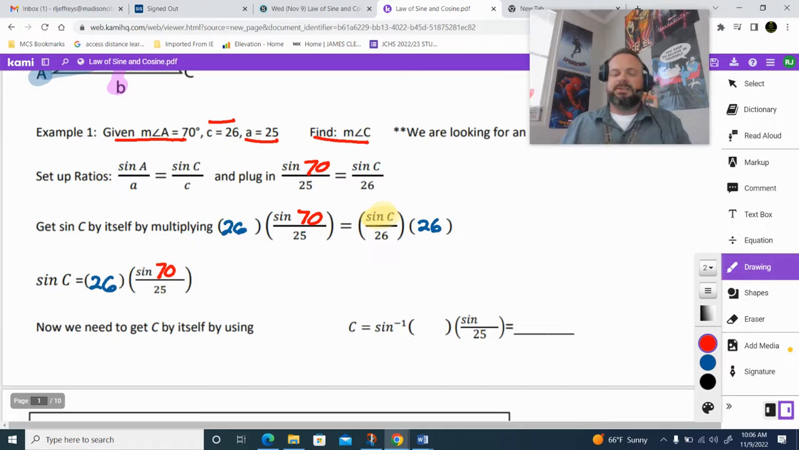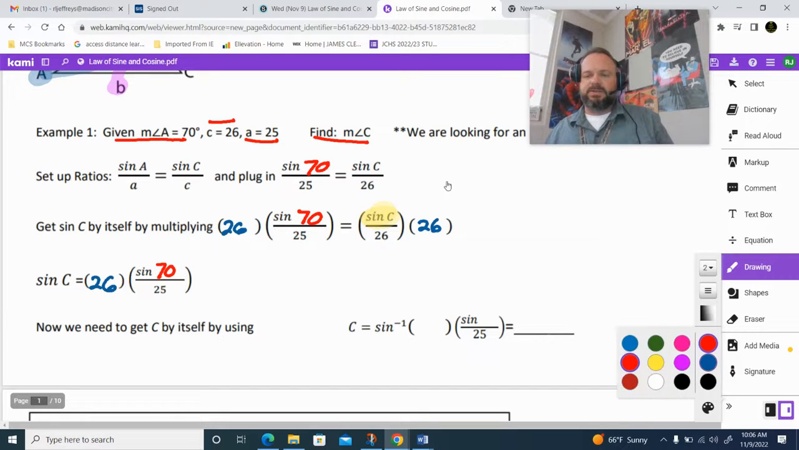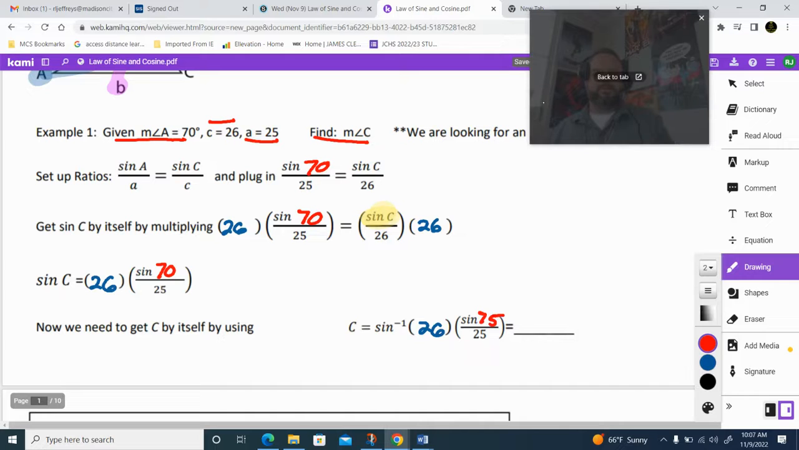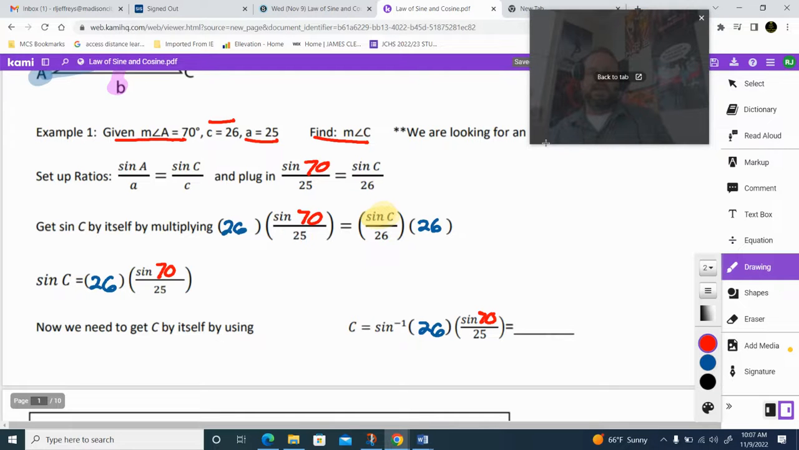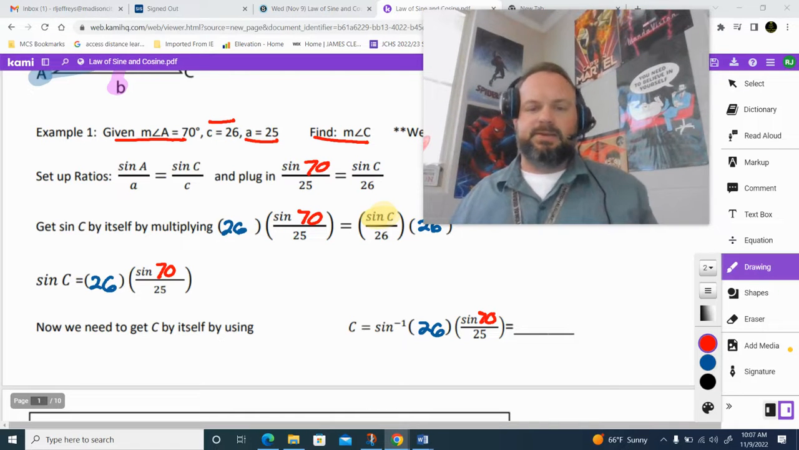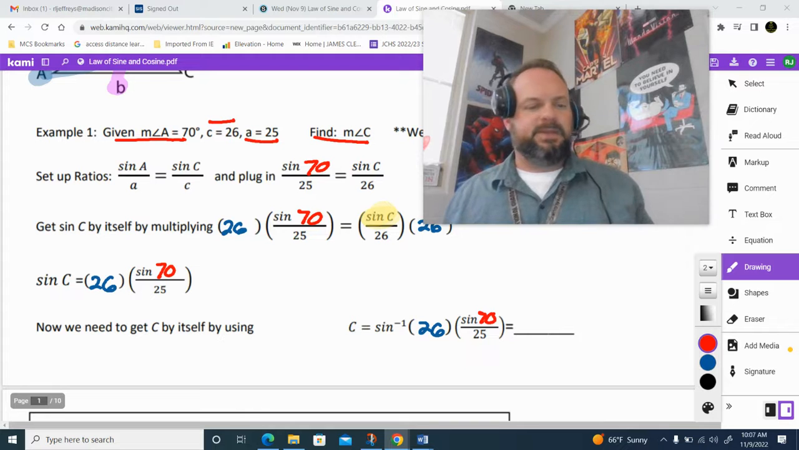You actually have to do something called the sine inverse. So this is what I'm going to do. I'm going to set this up like we need it right here, and then I'm going to make myself bigger. And I'm going to show y'all how to put this in on the calculator.